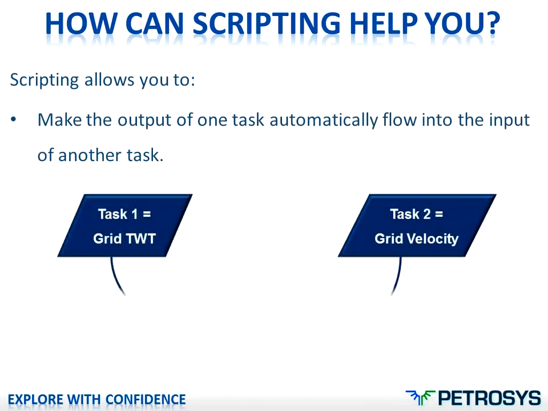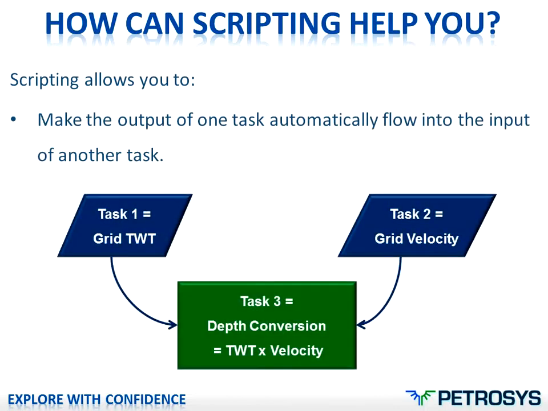We can make the output of one task automatically flow into the input of another task. So for example, in my task 1, I may grid a two-way time horizon. In my second task, I may grid some velocity. I then want to bring the outputs of both of these tasks and use it as an input into my task 3, which is my depth conversion process.